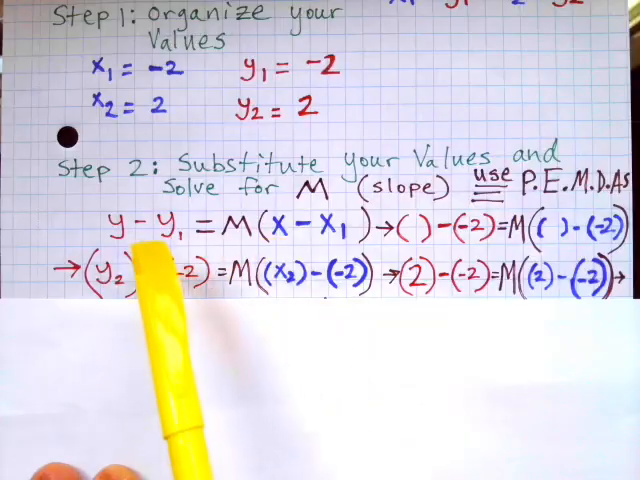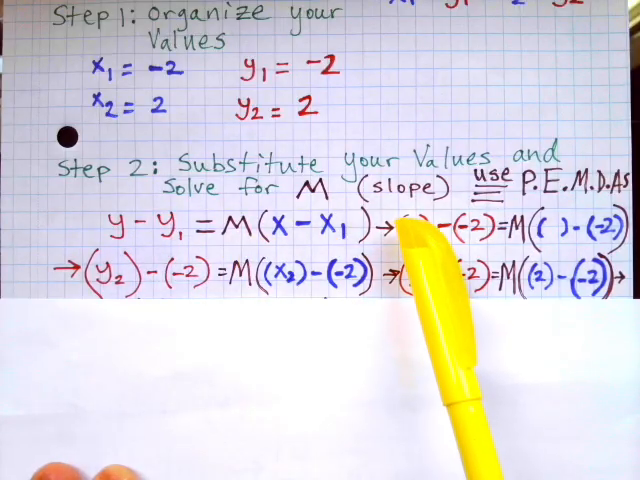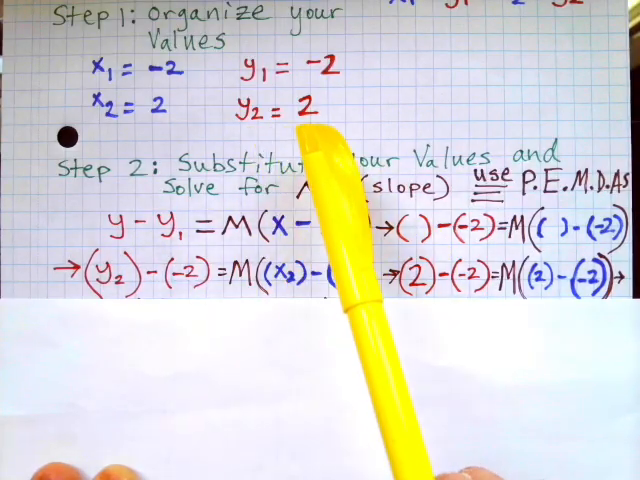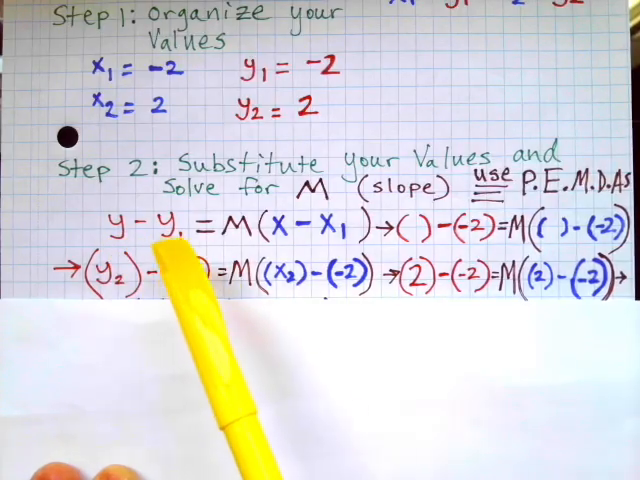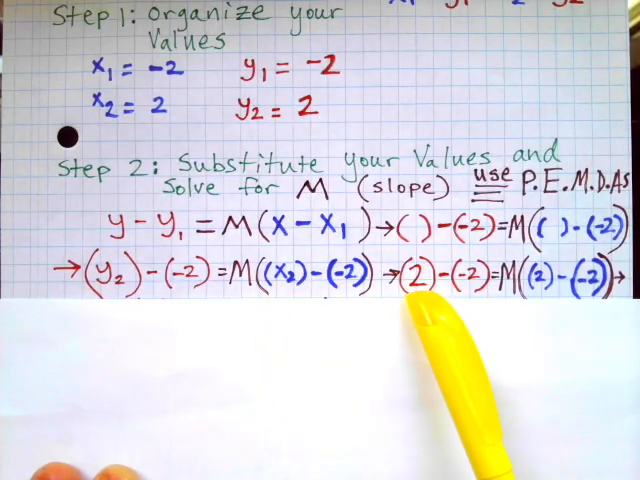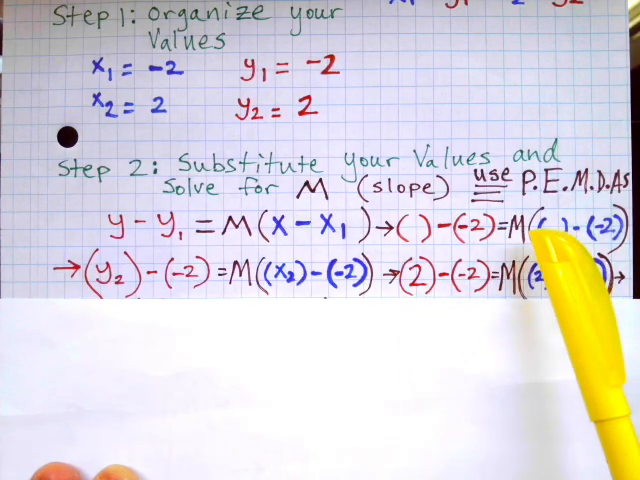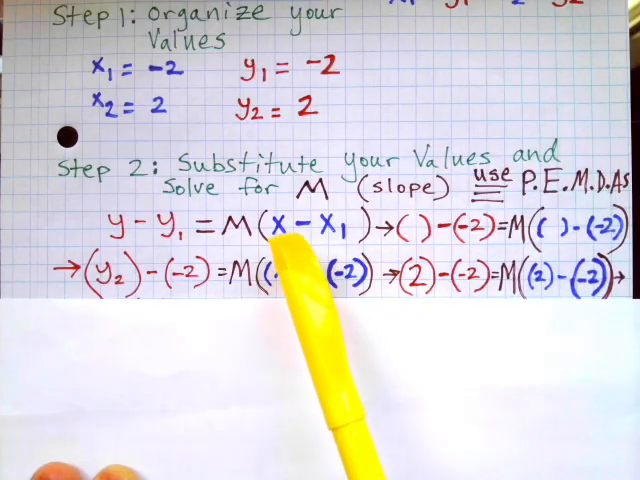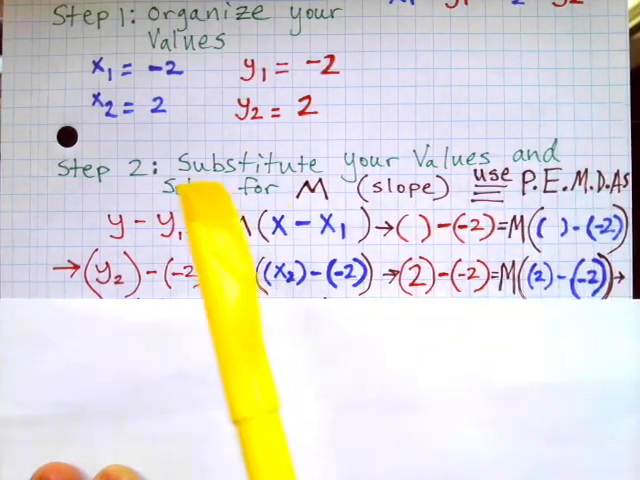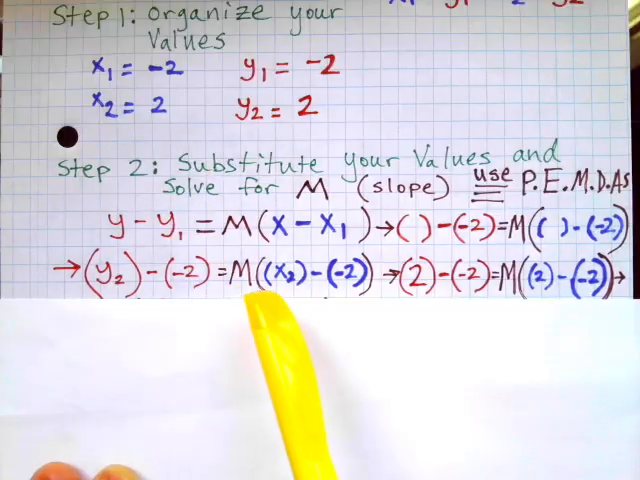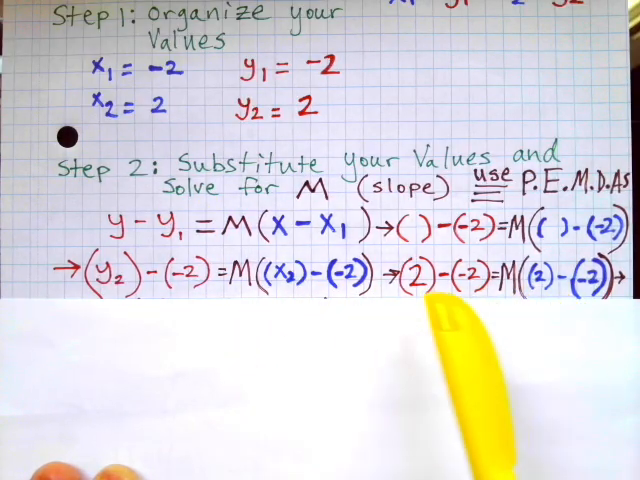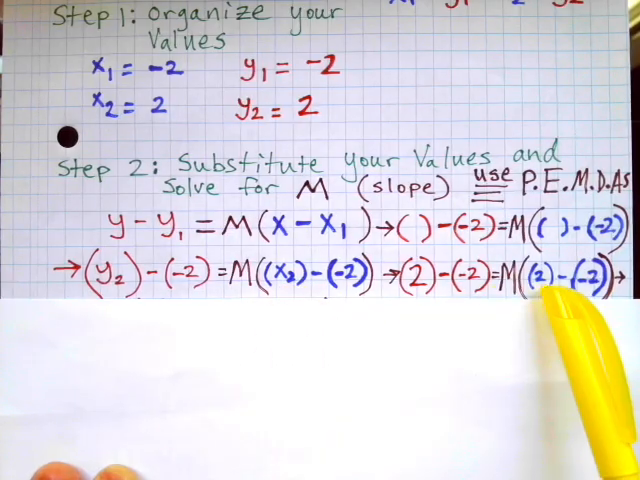So here, I'm still missing that y2 value. Up here, my y2 value is 2. So where you see this y, I'll substitute my y2 value. All right. I'm still missing my x, or x2, value. I look up here, my x2 value is 2. I'll substitute 2 where I see that x2 value.